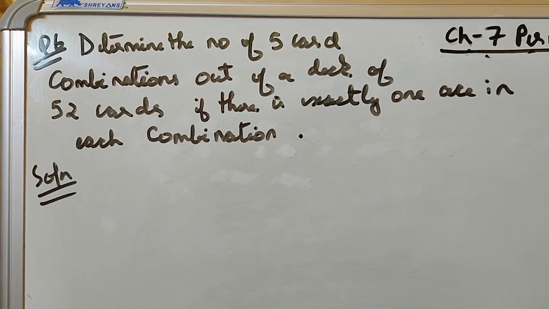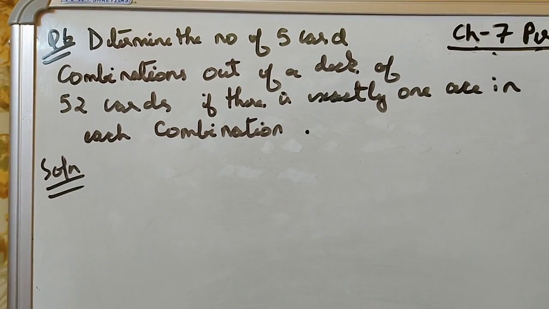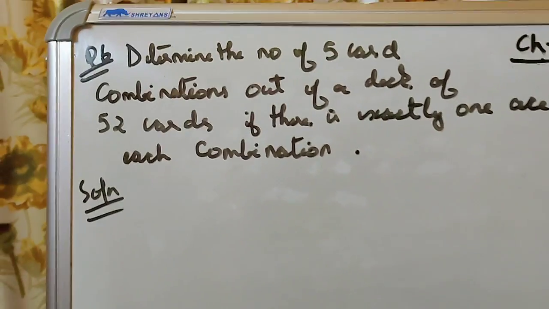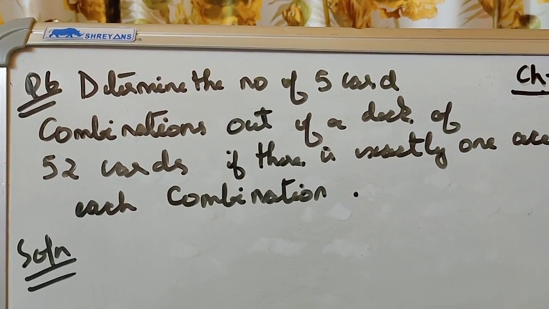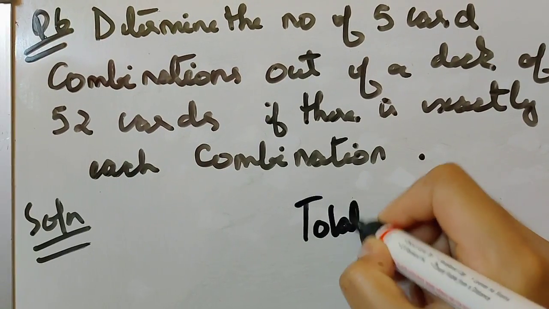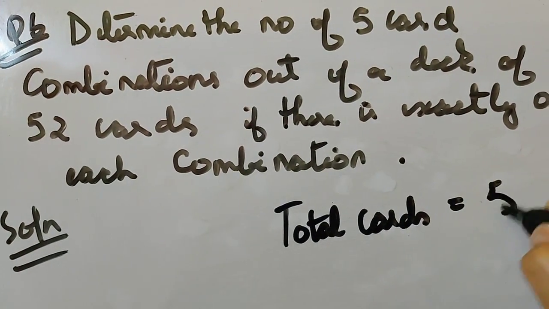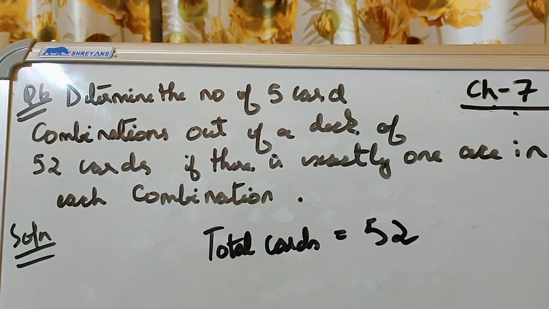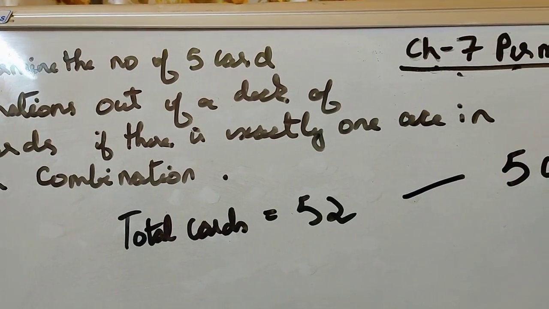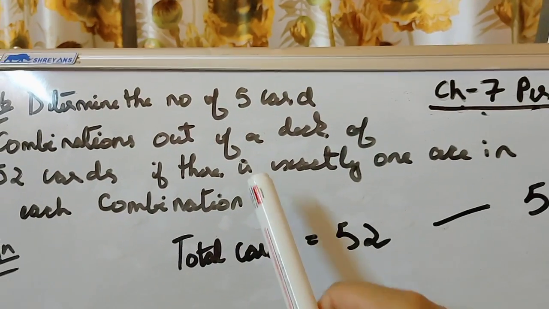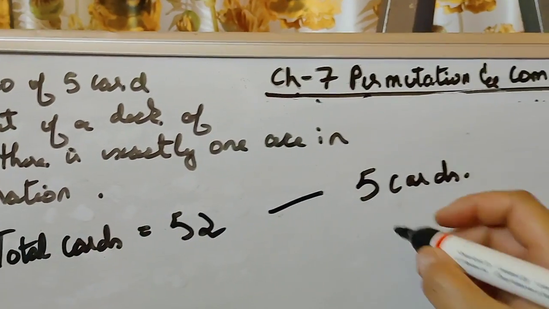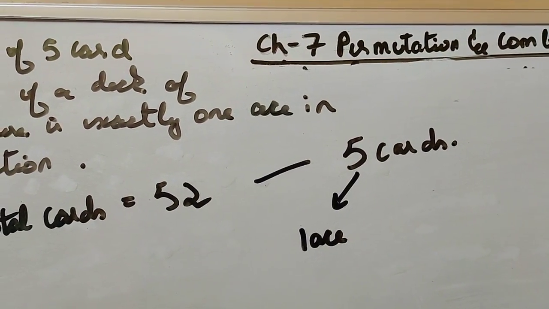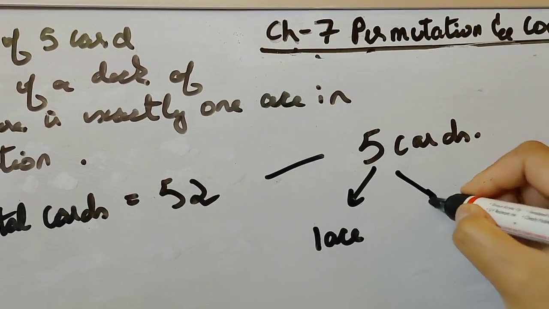Determine the number of 5 card combinations out of a deck of 52 cards if there is exactly one ace in each combination. Okay, now total cards: a deck of cards consists of 52 cards. Now we have to pick 5 cards, and out of these cards, it says that there is exactly one ace in each combination. That means one ace must be there, and the remaining 4 must be non-ace.